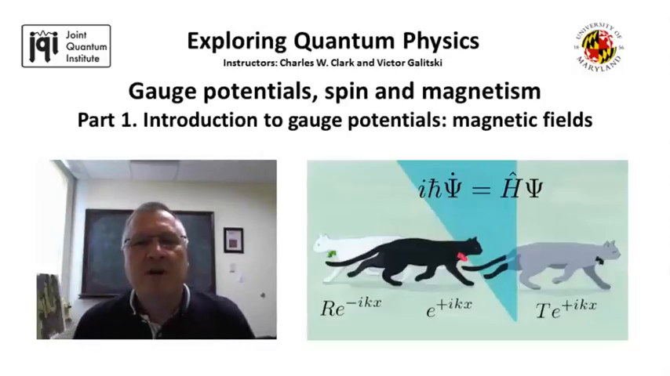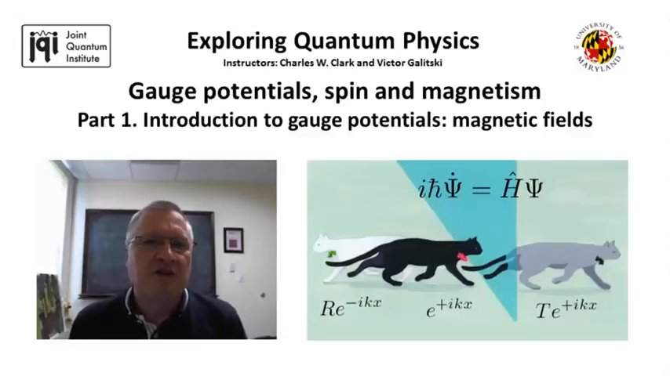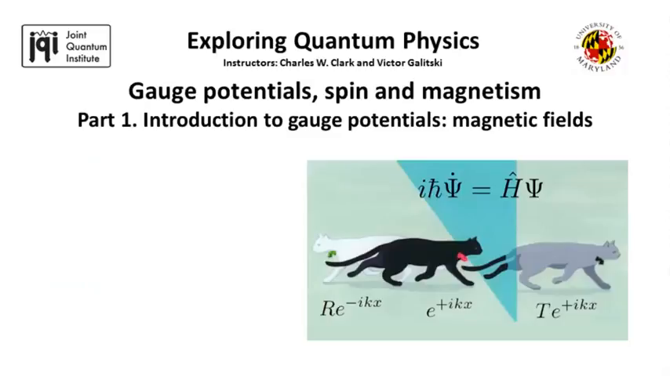I'm Charles Clark, and in this lecture we're going to explore the physics of gauge potentials, spin, and magnetism. These are foundational topics of quantum physics, still a very active subject of discovery and research. So let's start with a basic introduction to the idea of a gauge potential, and in particular its application to the most familiar form of the gauge potential, which is a magnetic field.